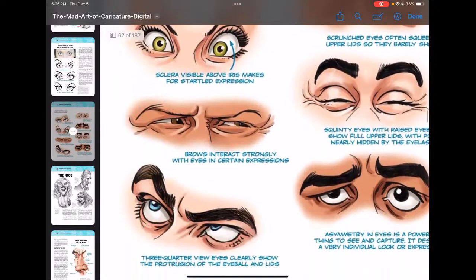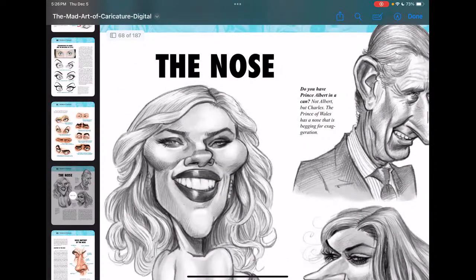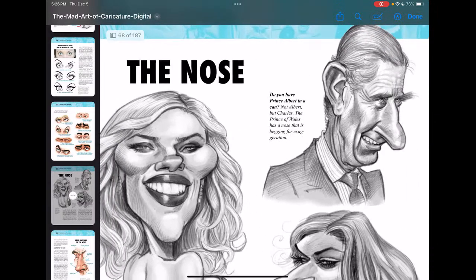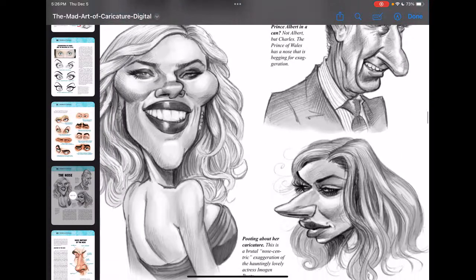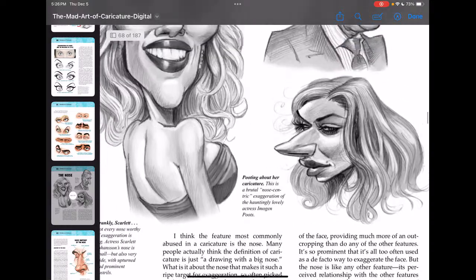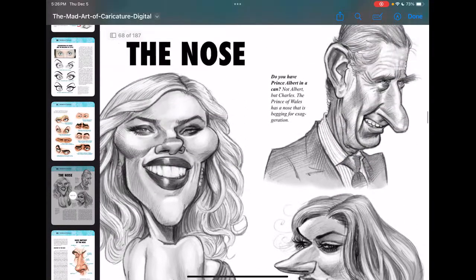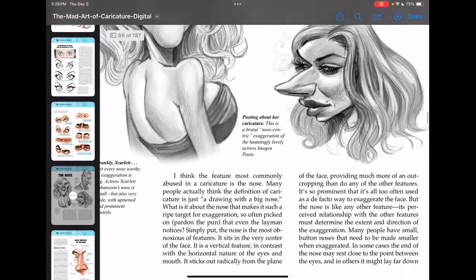I do want to get to the noses. All right. The nose. Okay. We see some noses here.